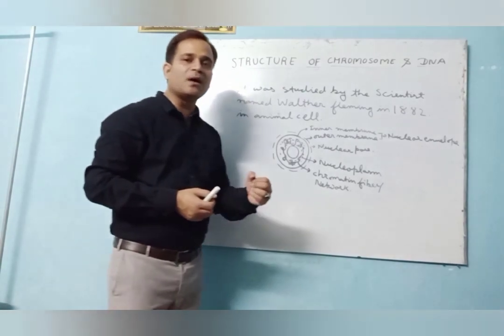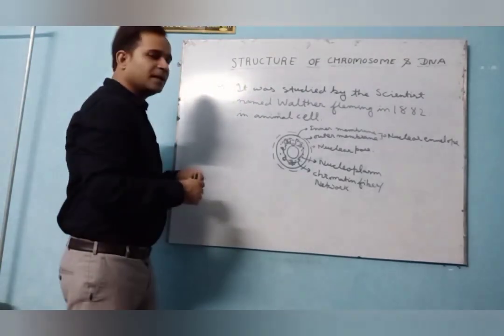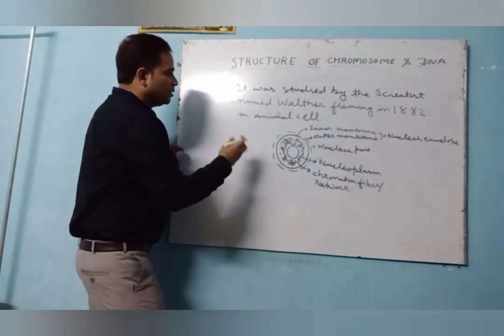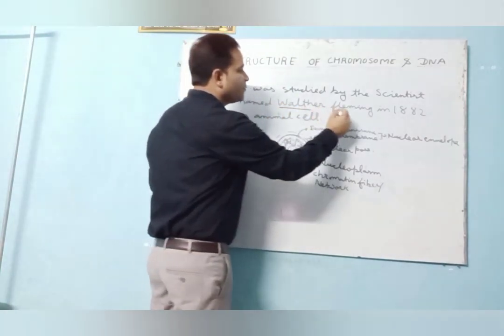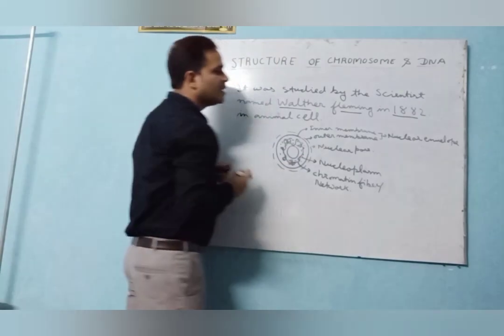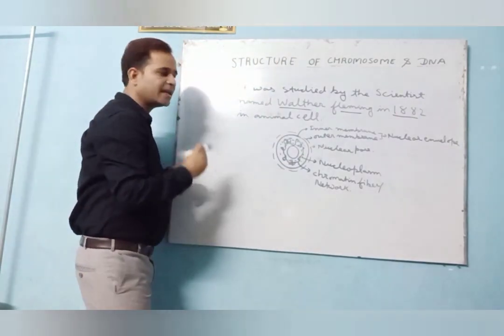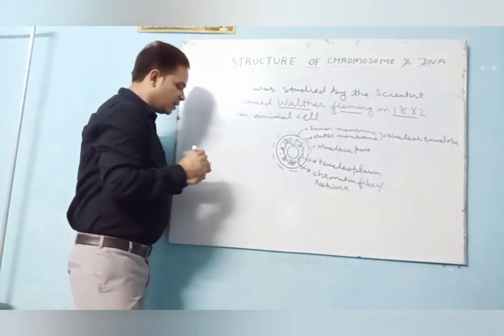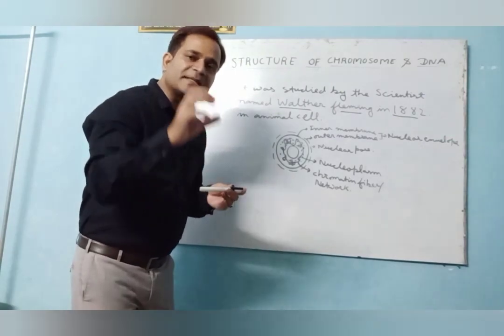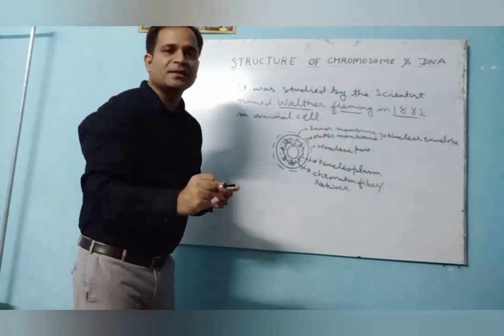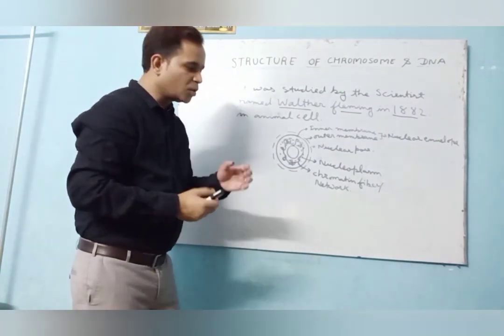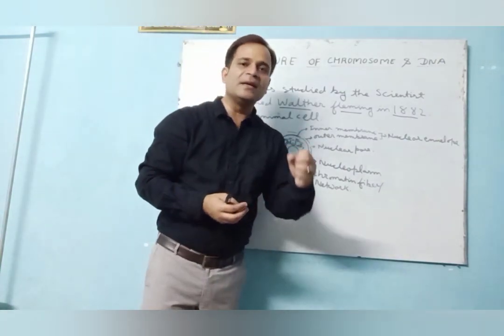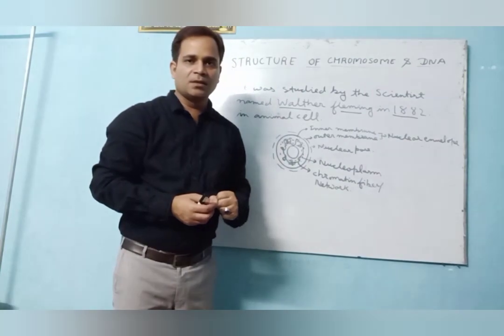Now listen here, it was studied by the scientist Walter Fleming, in 1882 in animal cell. So chromosome is what? It is a condensed part of chromatin fiber which is formed during cell division. So chromosome is a highly condensed part.